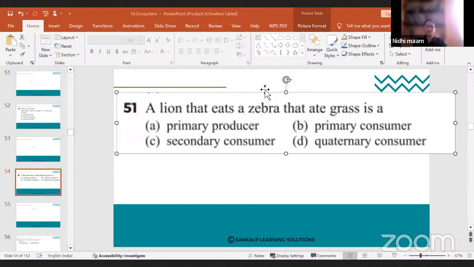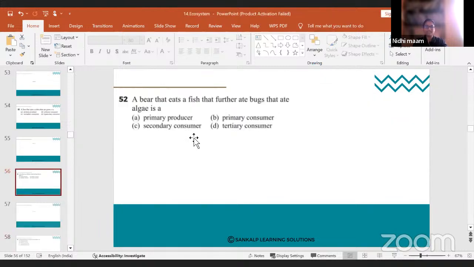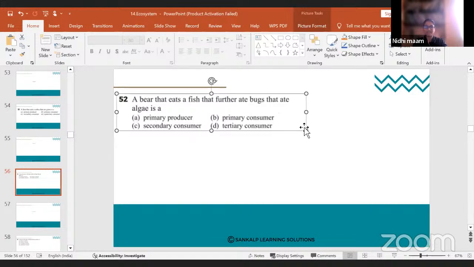So most of you voted for option C. Few of you voted for option B. So a lion that eats a zebra, a zebra that ate grass. Grass is a producer. Zebra is a primary consumer. Then zebra is eaten by lion. So then it is a secondary consumer. Option C is the right answer. Right? Next question. See, it is simple, yet we make mistakes. So read the question properly and then answer.